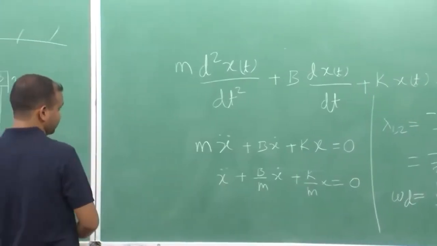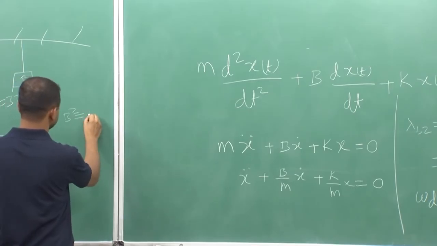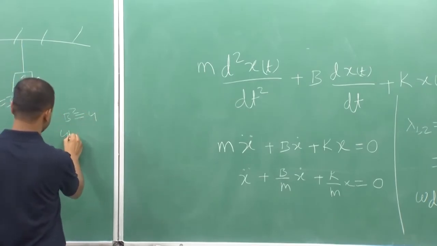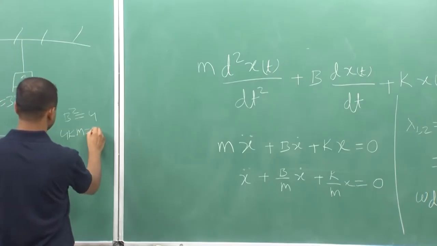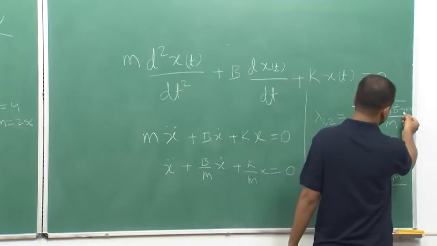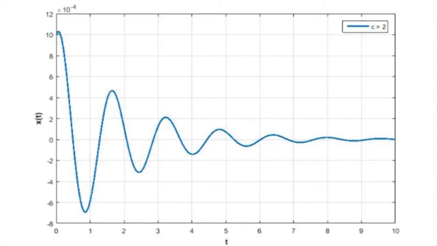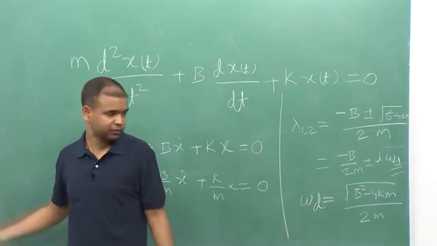Now, for b equal to 2, our b square minus 4 k m: b square will be 4 and 4 k m is 256. So, b square is less than 4 k m. This term b square minus 4 k m is negative, so we get imaginary roots, and in that case this is the damped frequency. Here in this curve also you can see the amplitude is decaying with time, and the difference between two consecutive peaks is constant, and the inverse of that will give us this omega d damped frequency. We can calculate it by putting in these values also.